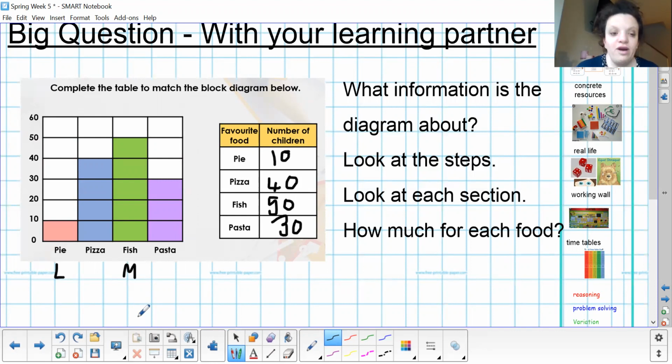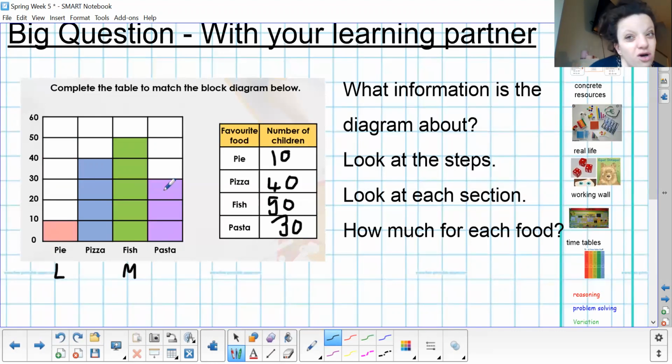And how many people liked pie or pasta? So how many people would like a pie or a pasta all together? So we're going to count how many people like pie, which is 1 block, and pasta, which is 2 blocks, now 3 blocks, and 4 blocks. Okay, and we're going to count those in 10. So it's 10, 20, 30, 40. So 40 people liked pie and pasta.